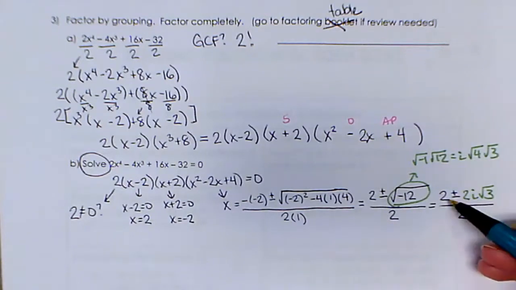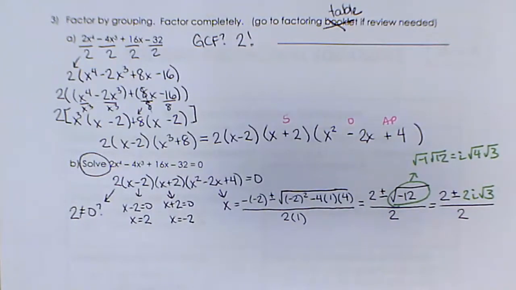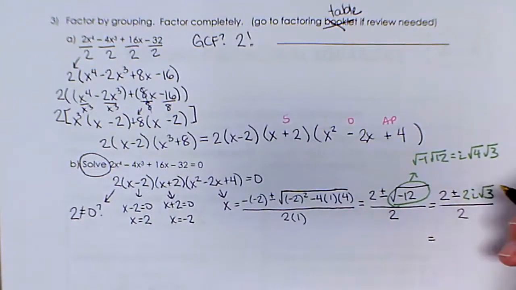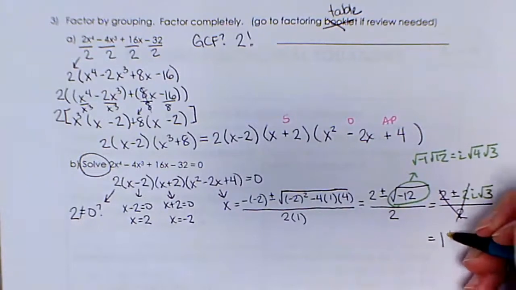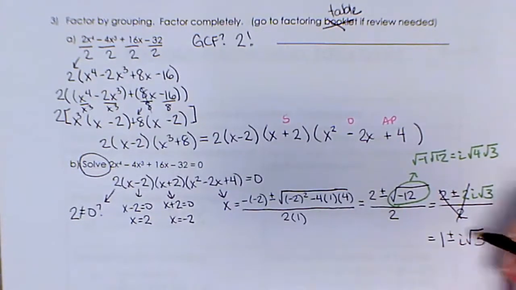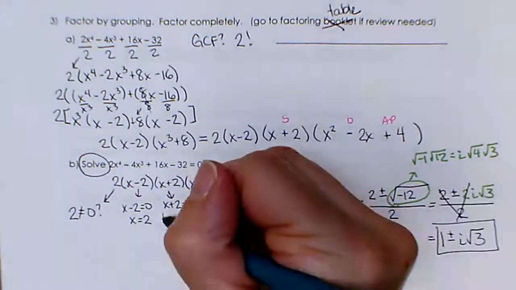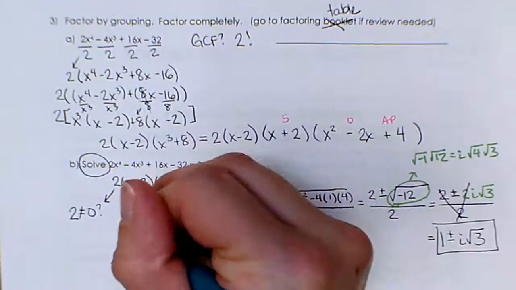And I notice that the 2 and the 2 and the 2 can all be simplified by 2. So all the 2's get divided by 2 and they become 1's. So this is really 1 plus or minus i square roots of 3. So we have all of these answers.